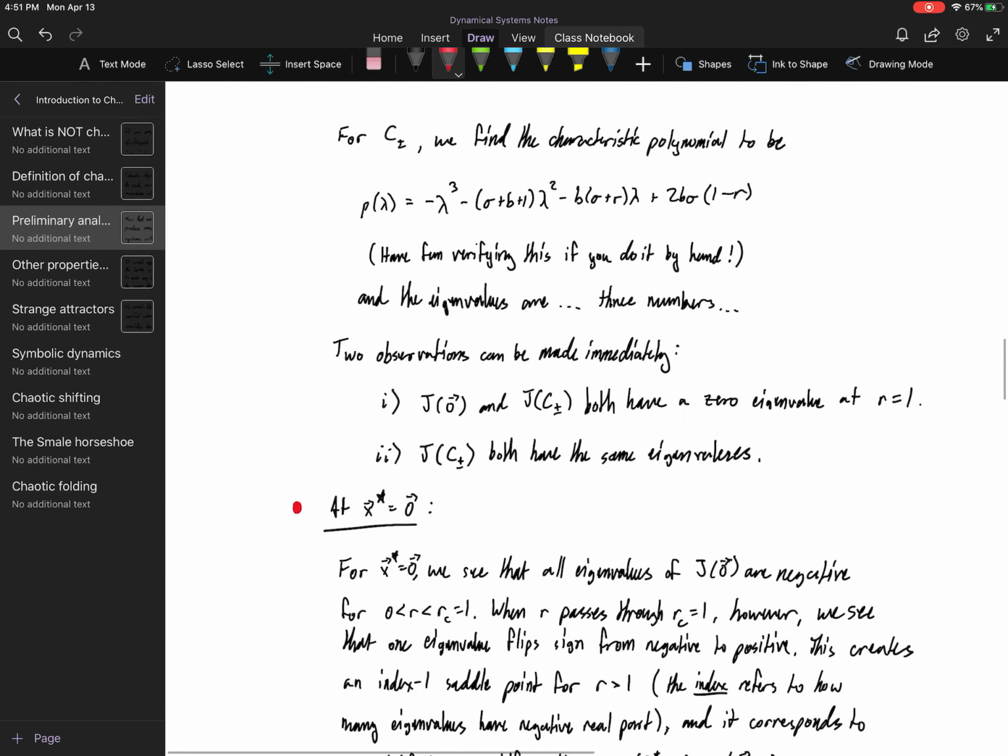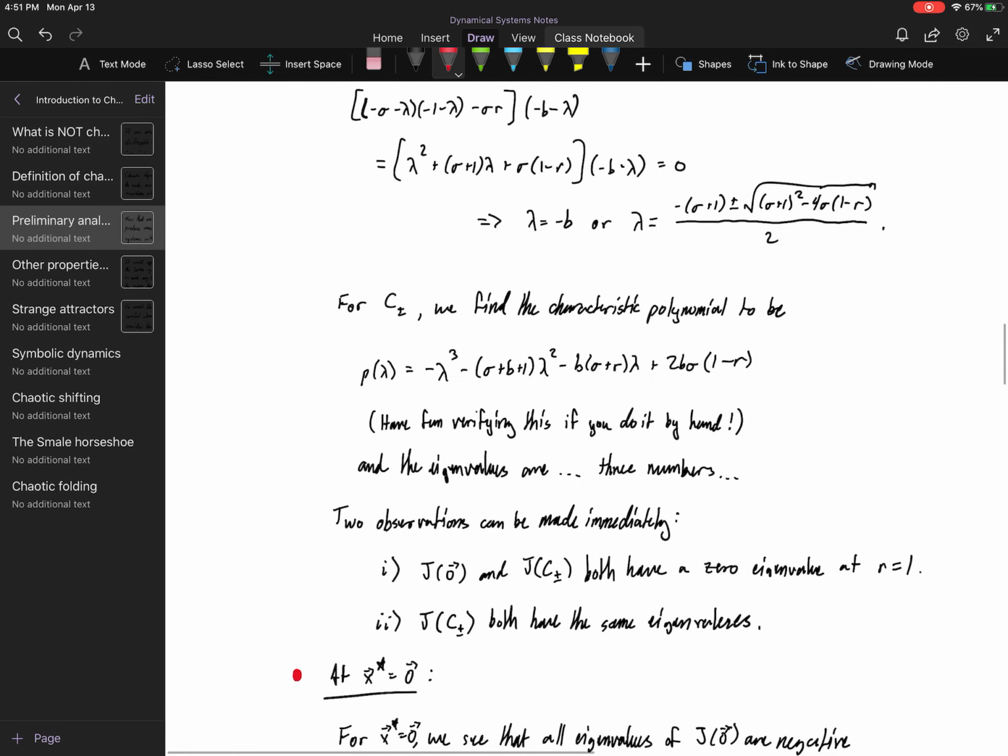3 numbers. But there are 2 observations here. The first is that if I use r equals 1 in either of these, then there is a 0 eigenvalue. And that should make sense because at r equals 1, the origin and C plus or minus are all the same location. So something is happening here where I go from 1 fixed point to 3 fixed points, and that should scream at you, pitchfork.